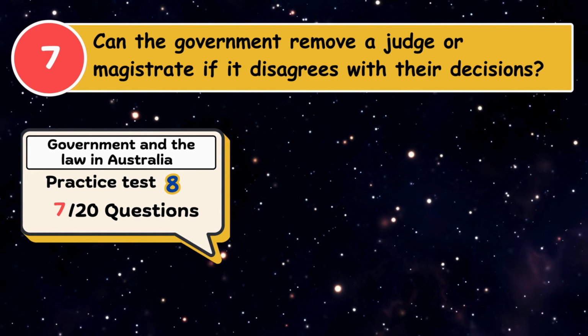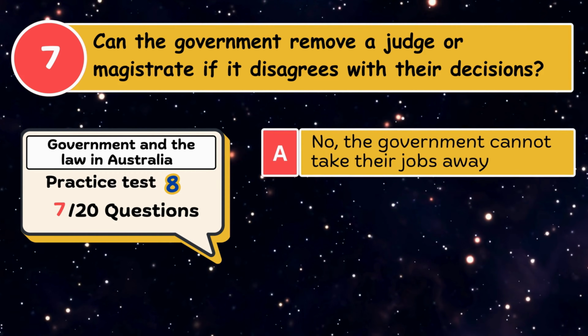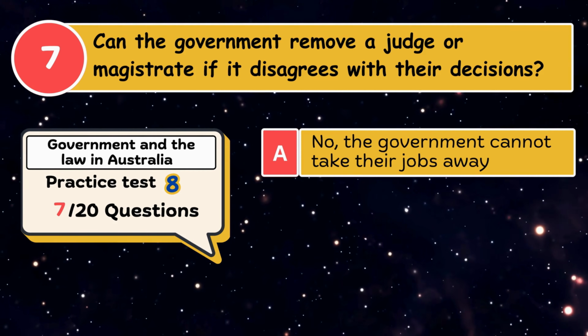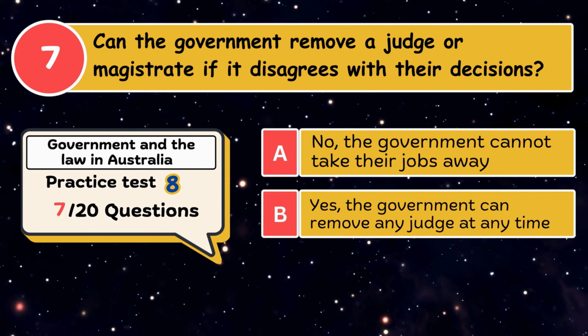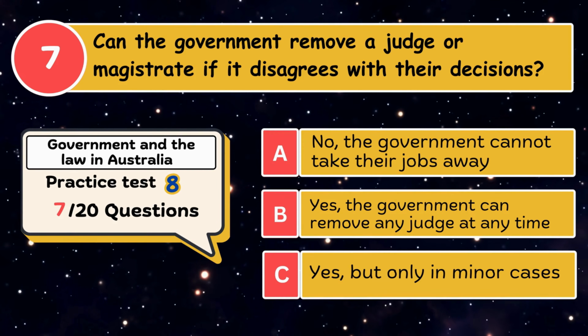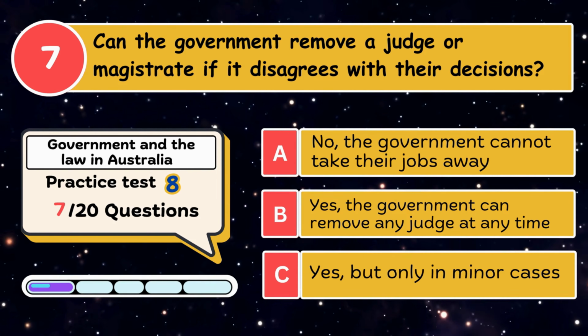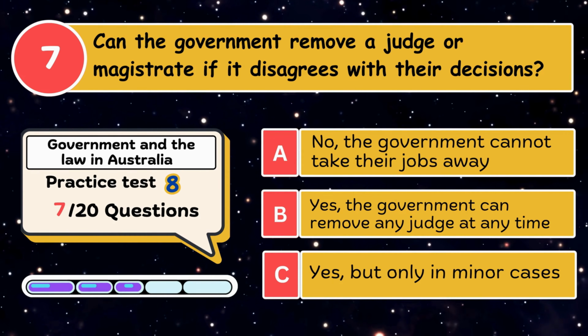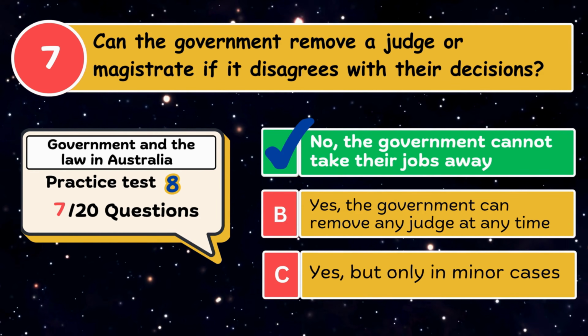Can the government remove a judge or magistrate if it disagrees with their decisions? A. No. The government cannot take their jobs away. B. Yes. The government can remove any judge at any time. C. Yes, but only in minor cases. The correct answer is no. The government cannot take their jobs away.